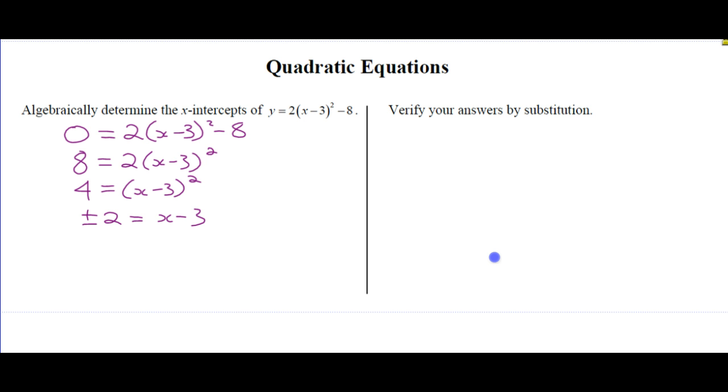And then what's x equal to? 3 plus or minus 2. Right, so x is equal to 3 plus or minus 2, which is going to give us 2 values, right? So we can then say, well, x is equal to 3 plus 2, which is 5, and x is equal to 3 minus 2, which is 1.